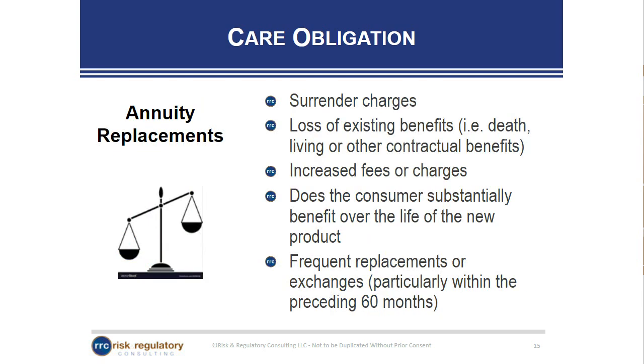Another key consideration that the model talks about, and we think is extremely important under care, relates to annuity replacements. In cases where a producer is recommending the consumer replace an existing annuity, or replace a life product with an annuity, it's key that the documentation is very, very thorough. And I know from Terry and my work on examinations, and our experience working for insurance carriers, annuity replacements were always an area of additional scrutiny, especially by regulators.